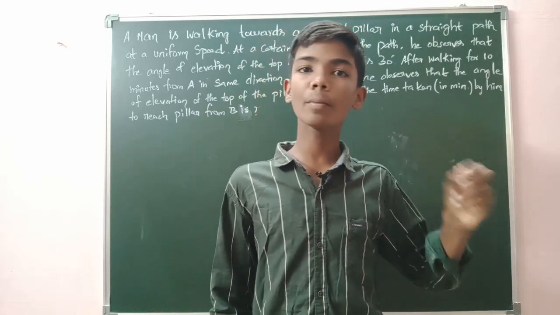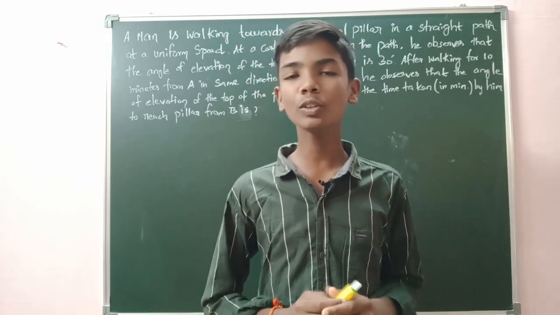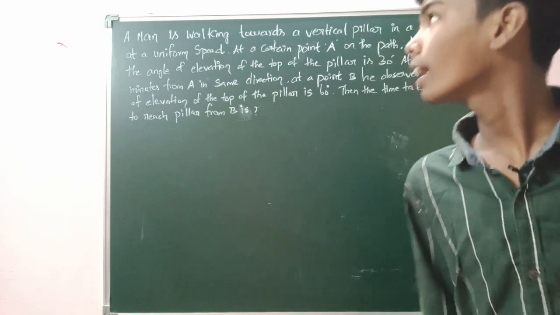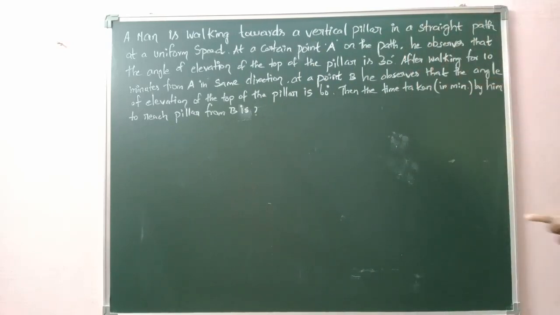Students, applications of trigonometry question. So let's start to solve, guys. The question is, a man is walking towards a vertical pillar in a straight path at a uniform speed.